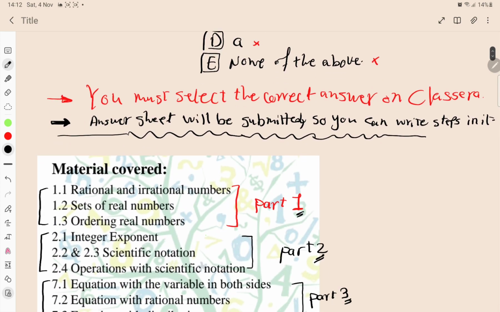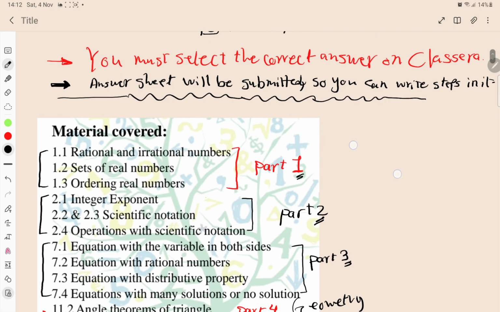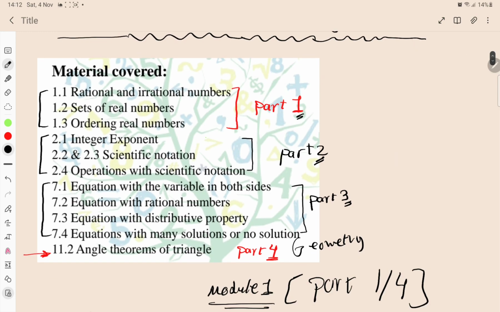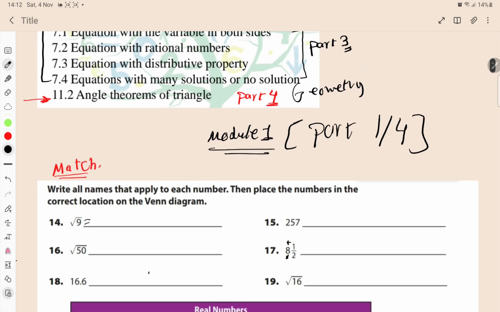You must select all the correct answers on Classera. Answer sheet will be submitted so you can write steps in it. The revision I divided into 4 parts. Part 1, Module 1, Part 2, Module 2, Module 7, and the geometry, the last part.